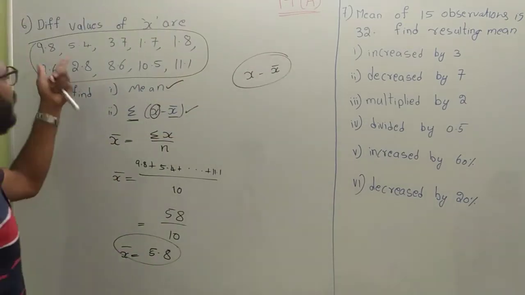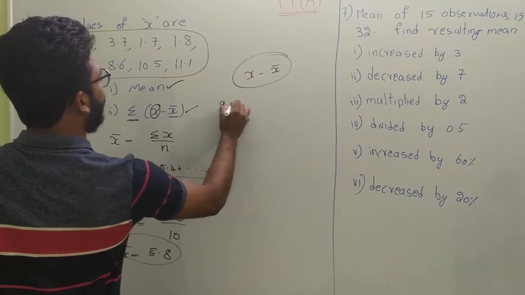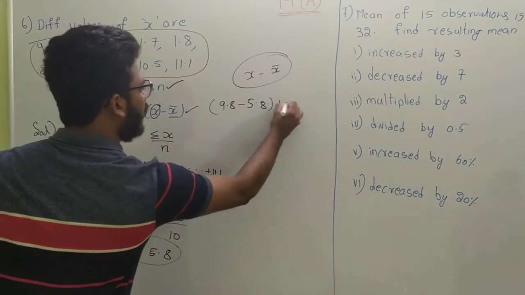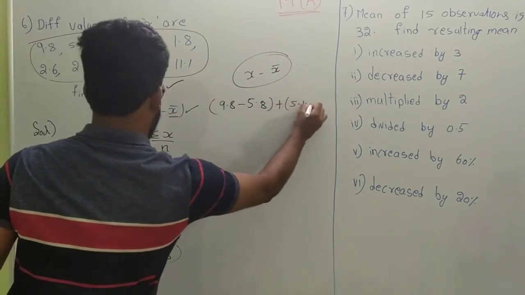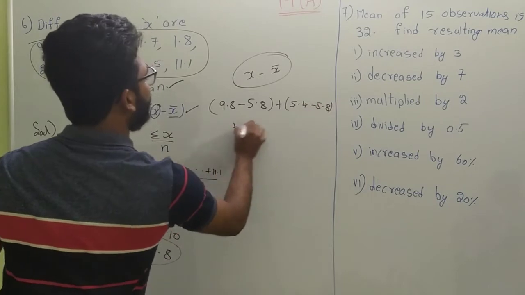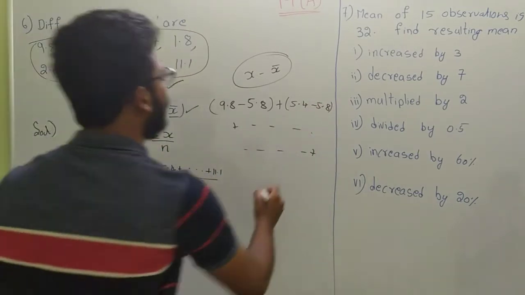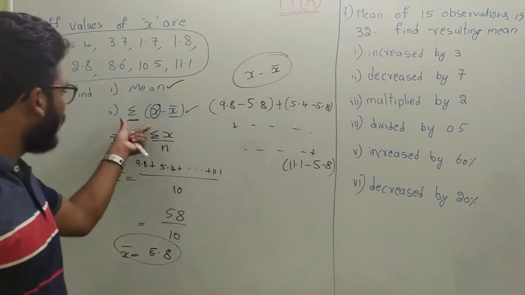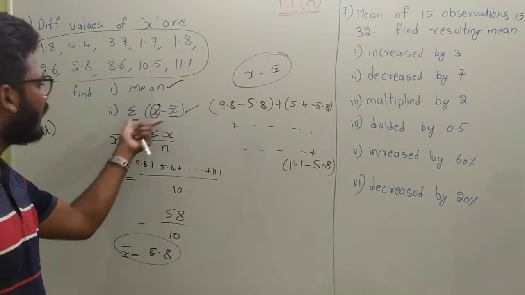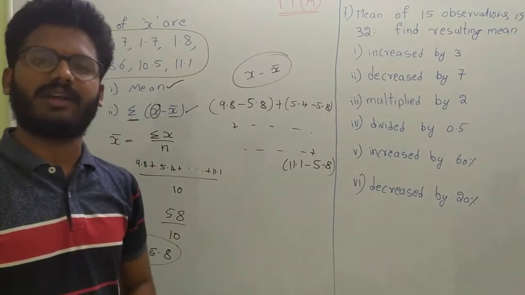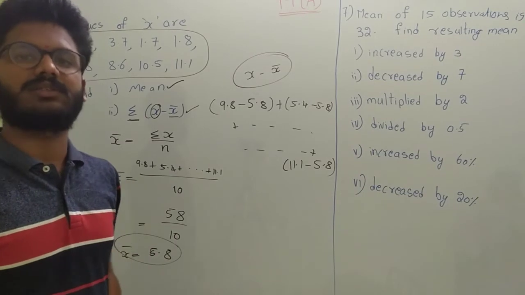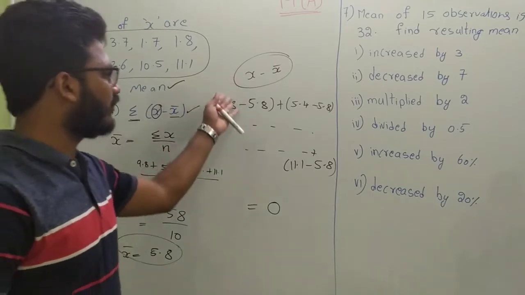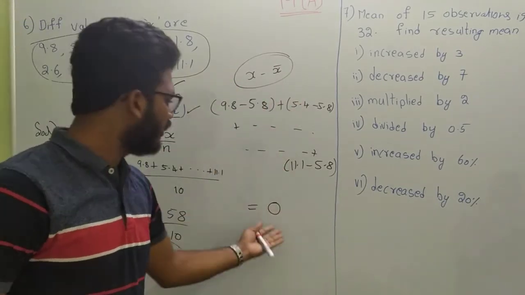So the first deviation we have to find is nothing but 9.8 minus 5.8. This is the first deviation. Second deviation is 5.4 minus 5.8. Like this, we have to find all deviations up to 11.1 minus mean 5.8. Then the sum of all these values is nothing but the sum of all deviations. Already you know the property. What property? Sum of deviations from mean is equal to 0. So this value is always equal to 0. If we find these differences and add, we will get 0.